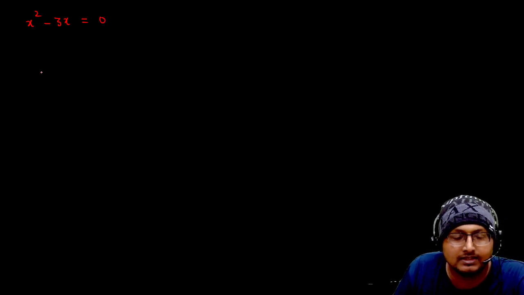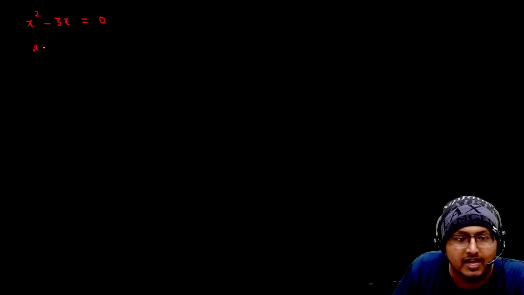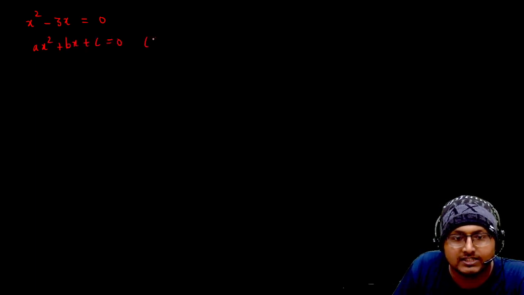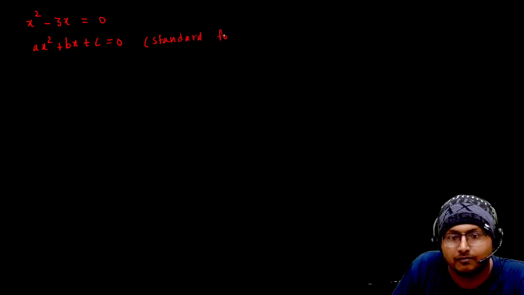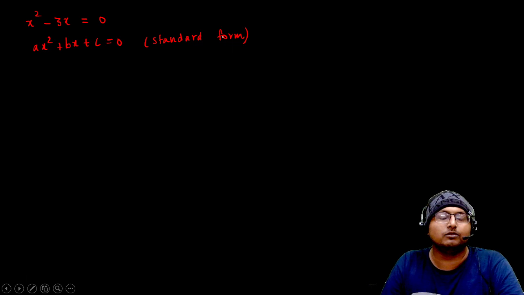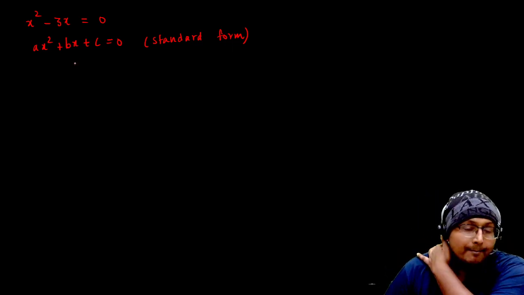Now you tell me, x square minus 3x equal to 0, is this in the standard form? What is the standard form? Ax square plus bx plus c equal to 0. This is the standard form. So what do we have to do? We have to compare these equations.